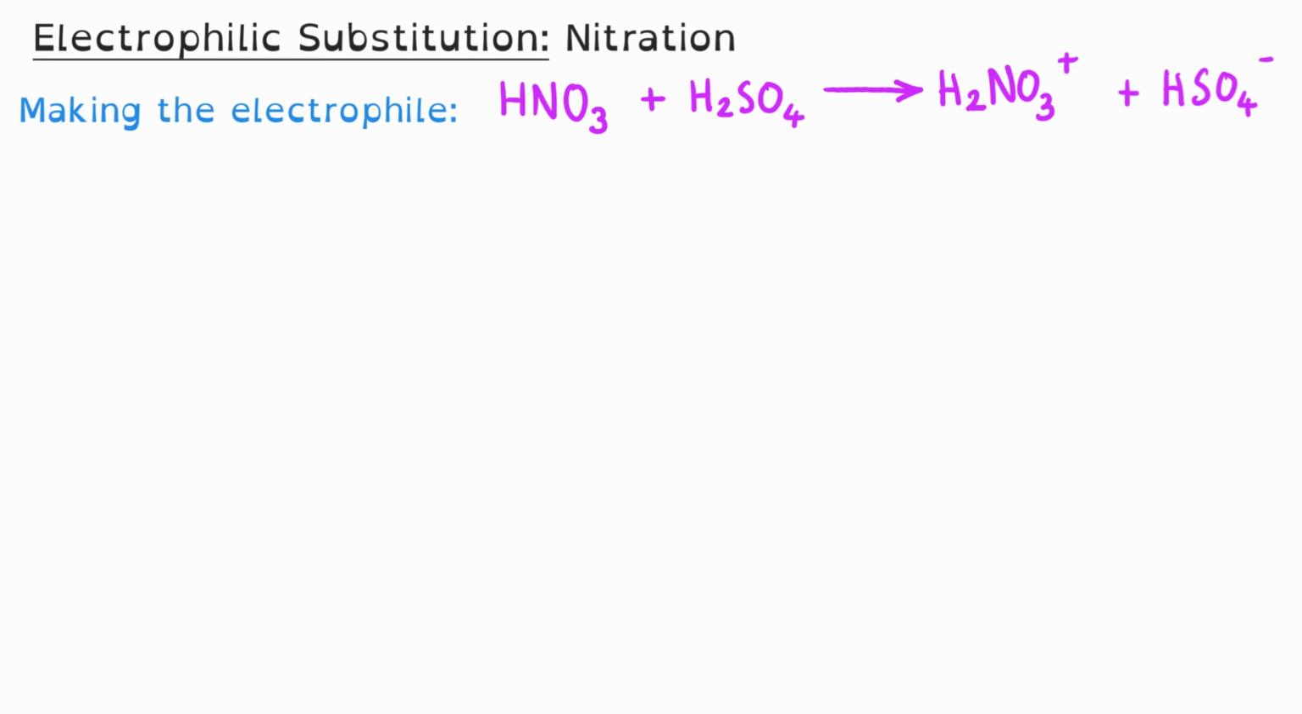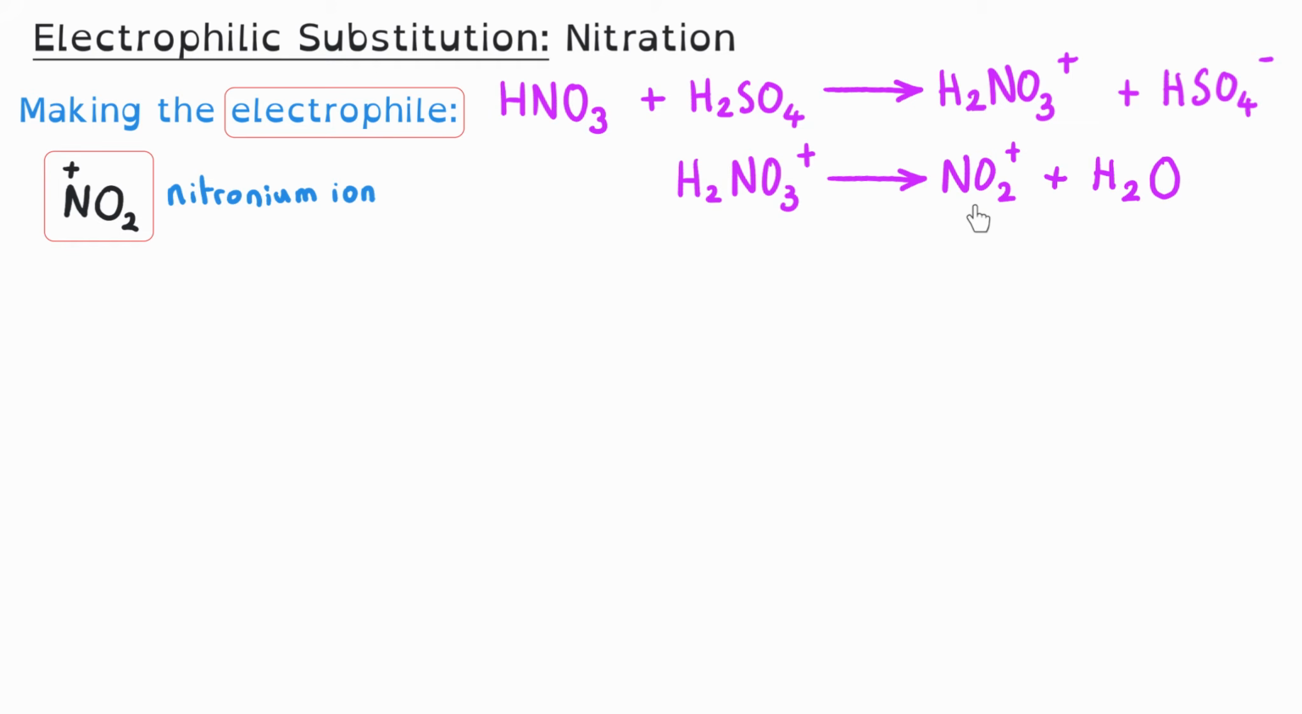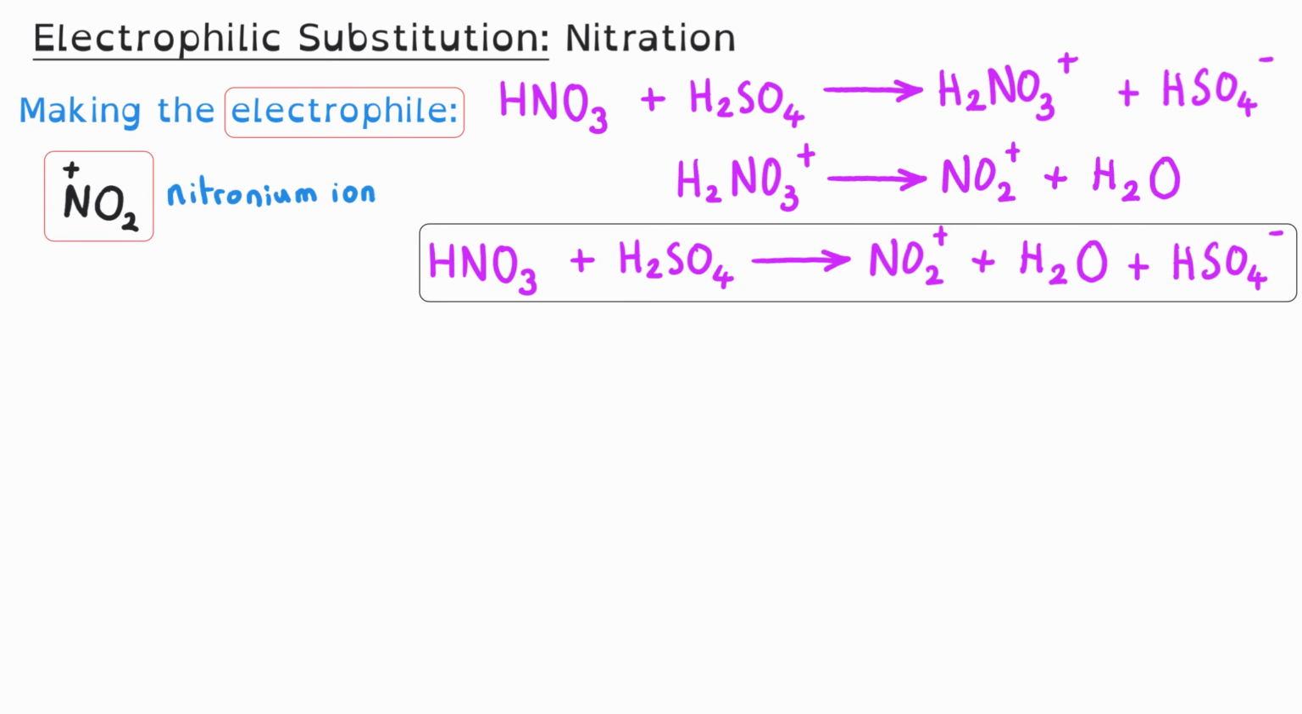And then in step 2, the H2NO3+ breaks apart into the nitronium ion, which has got the formula NO2+, and this is our electrophile, and we also produce water. This reaction can be shown in 2 steps, as I've done at first, or we can combine it into 1 step, where we've got the nitric acid reacting with the sulfuric acid, as before, going straight through to the nitronium ion electrophile and the water and the HSO4-.